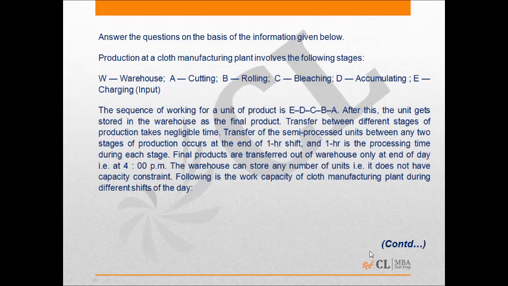Transfer of a semi-processed unit between any two stages of production occurs at the end of a 1 hour shift, which means a product cannot be shipped in between a 1 hour shift, and 1 hour is processing time during each stage. Which means if a product is kept at some stage, let's say E at 10 a.m., then it can be transferred to the next stage in order of sequence, that is D, exactly at 11 a.m.